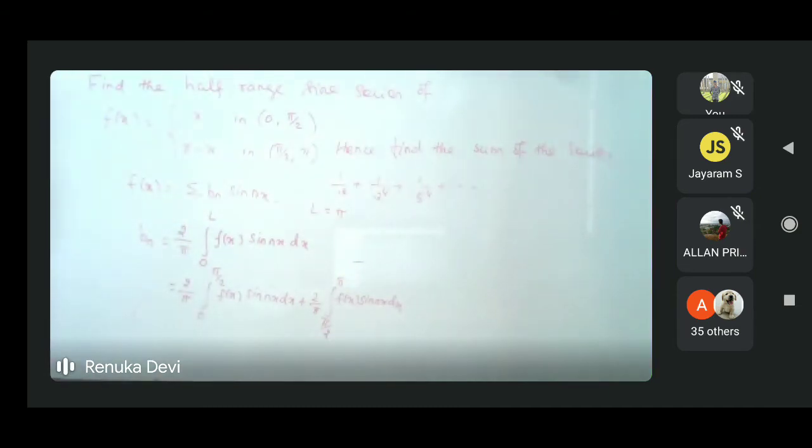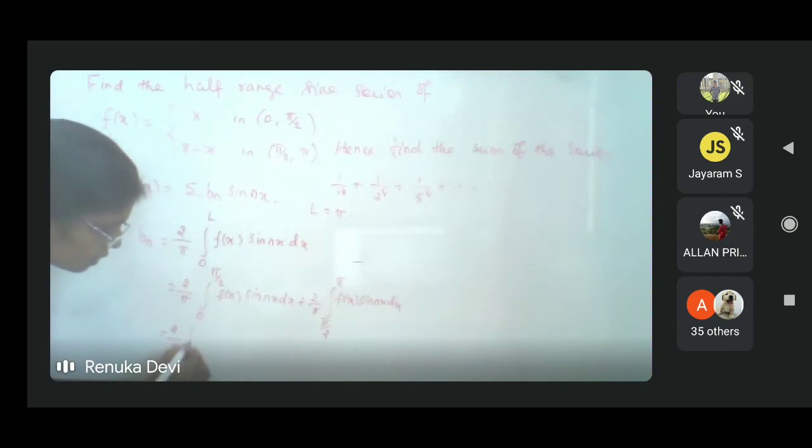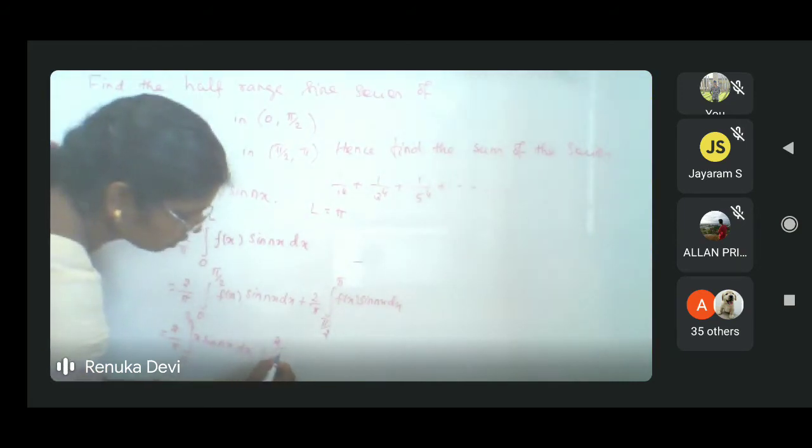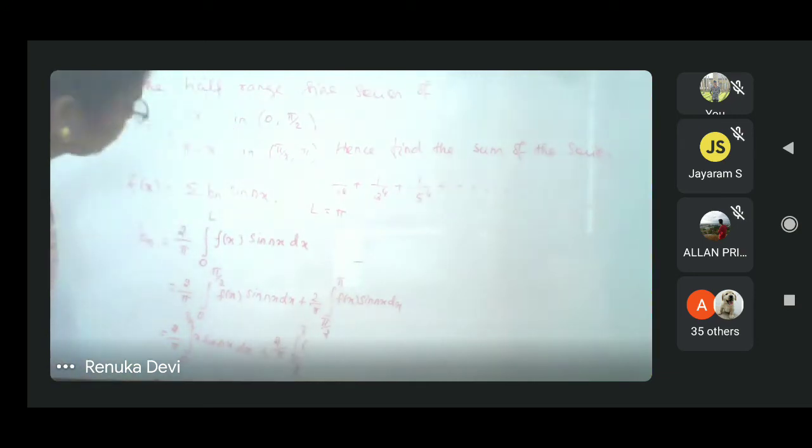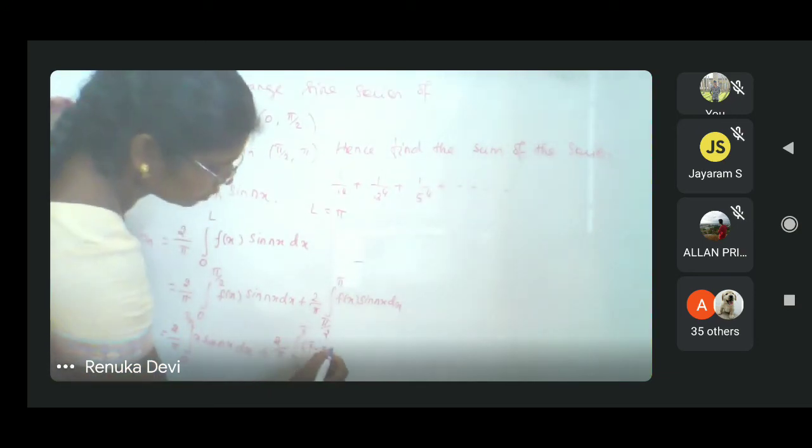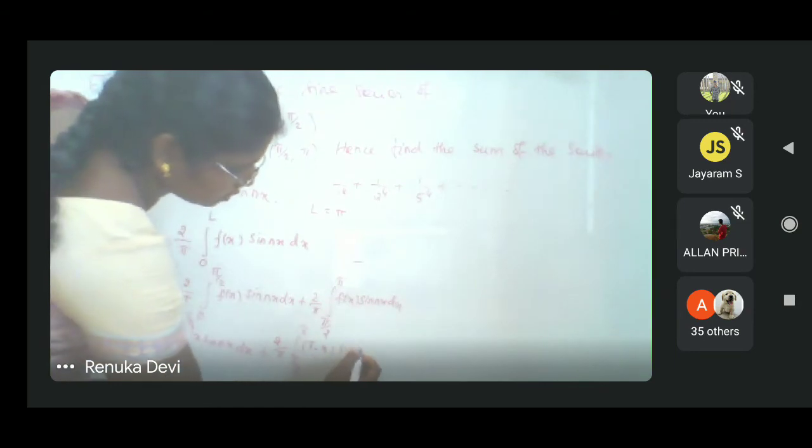Now you substitute what is your f of x. This is 2 by pi, 0 to pi by 2, x into sine nx dx, plus 2 by pi into pi by 2 to pi, pi minus x sine nx dx.